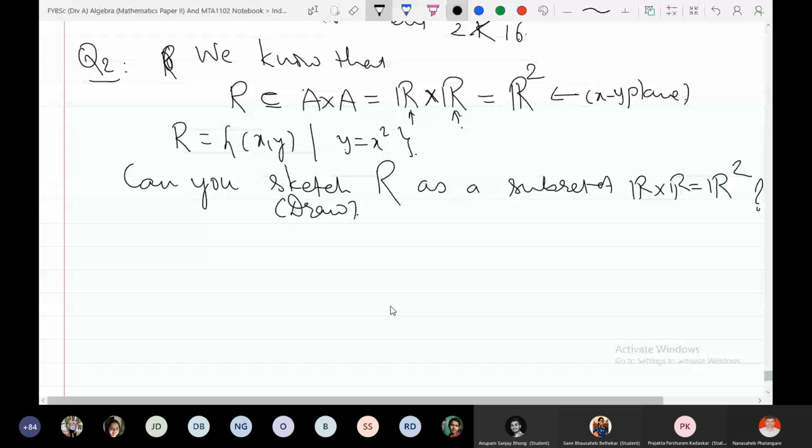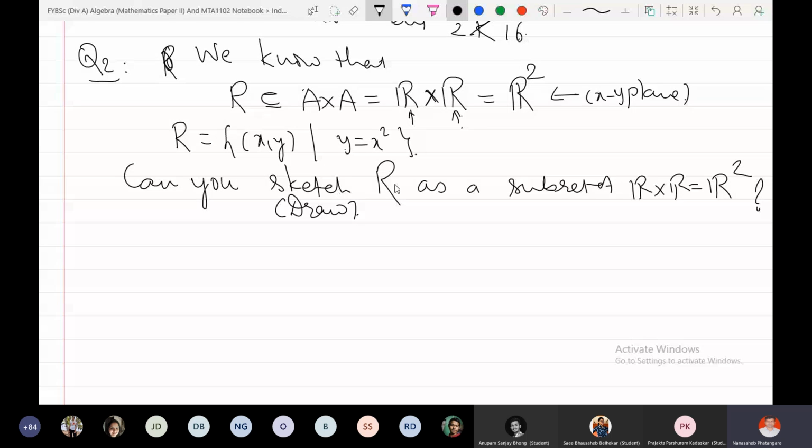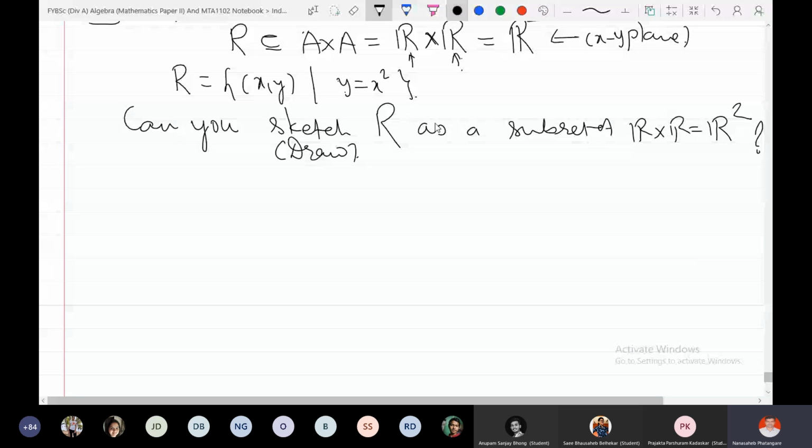So now, what is my relation? Those pairs xy such that the second component is the square of the first component. This is my relation, right? And definitely it is a subset of R2, that means the plane. Can you sketch this subset, this relation R as a subset of R2? The question is clear or not?